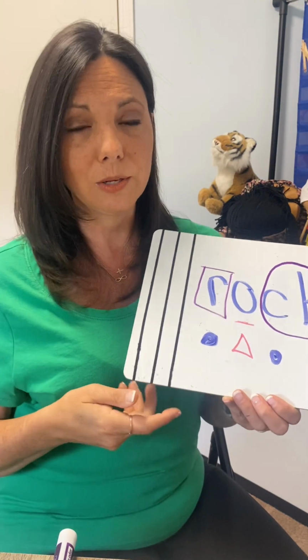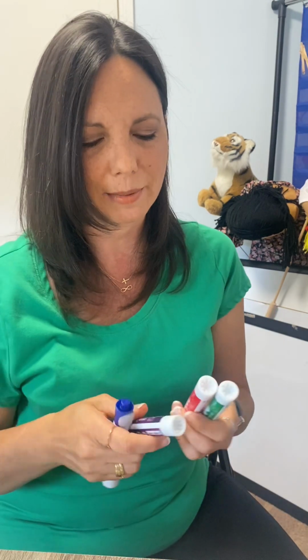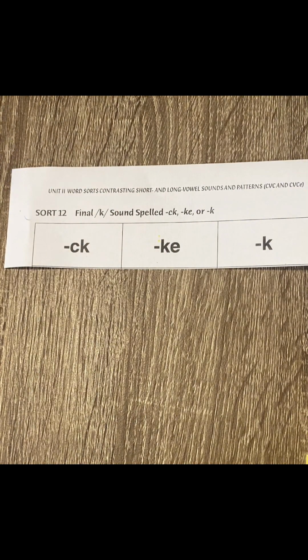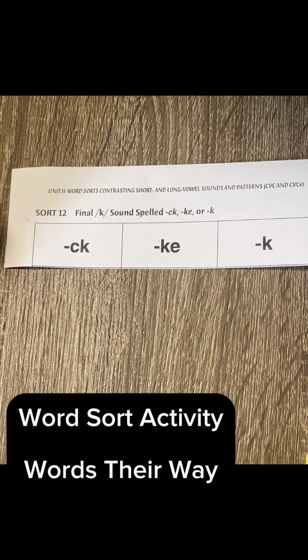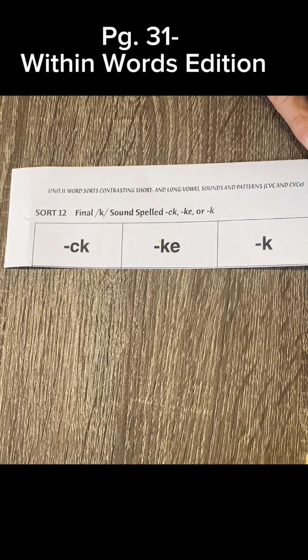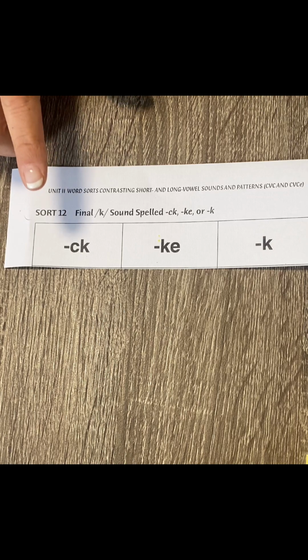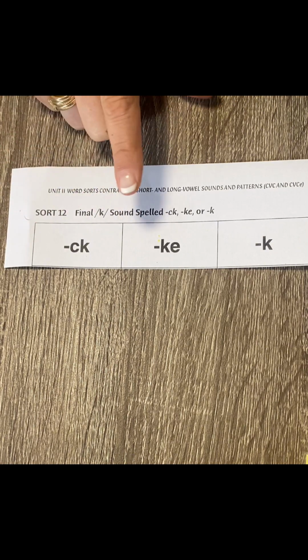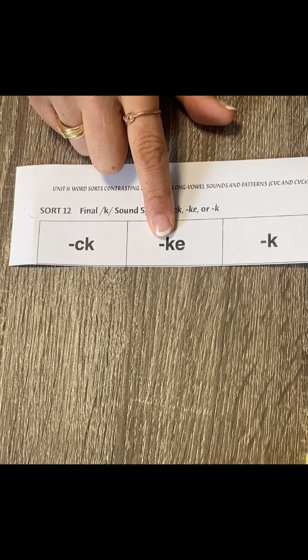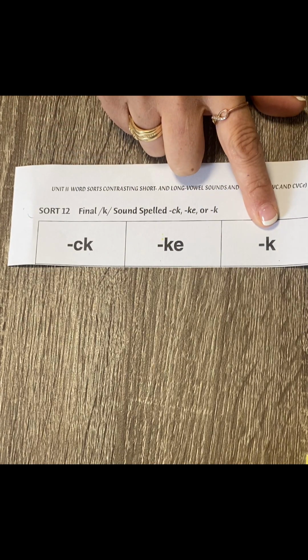I'm going to do a word sort here, and let's see if we can see what pattern we're finding, what pattern's coming up. So let me go ahead and I'll turn my camera around. So this is taken from a program called Words Their Way. And this is from page 31, and it's actually the series within words. So we're going to do the final sound of K. Is it going to be CK, KE, or just the single K?